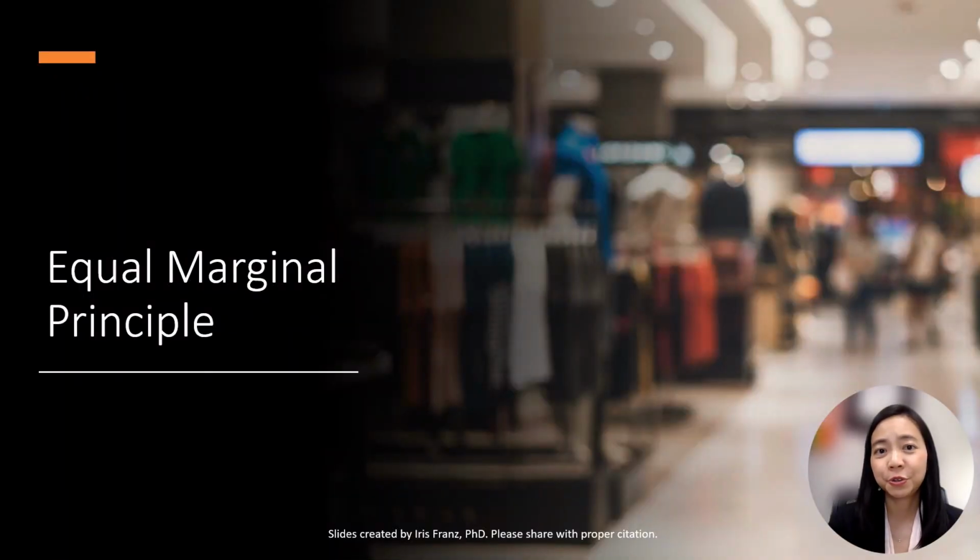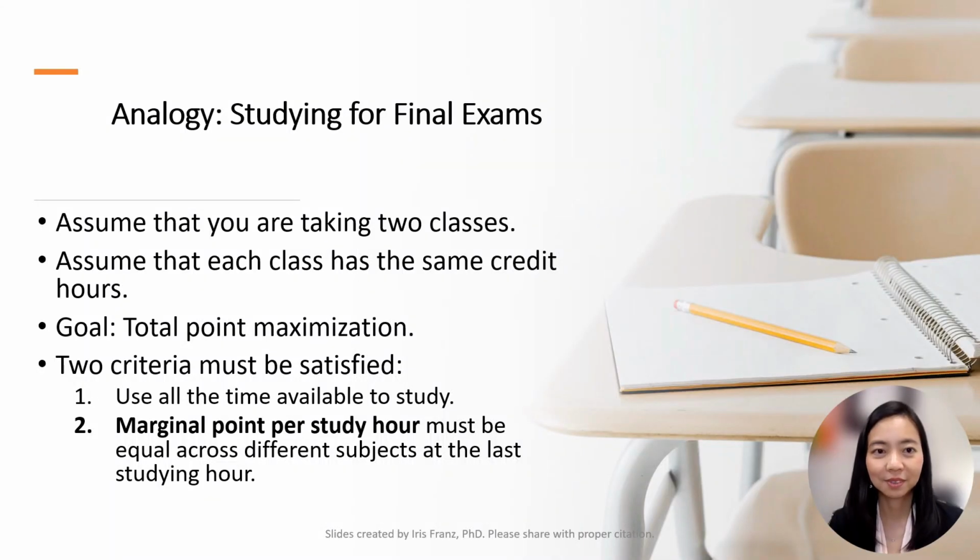Next, we are going to use an analogy of studying for final exams to explain utility maximization's equal marginal principle. Suppose you're taking two classes, economics and accounting, with the same credit hours. There are no assignments, but only one final exam for each subject. You would like to maximize your GPA. Because each class has the same credit hours, your goal is to maximize the total points in these two final exams.